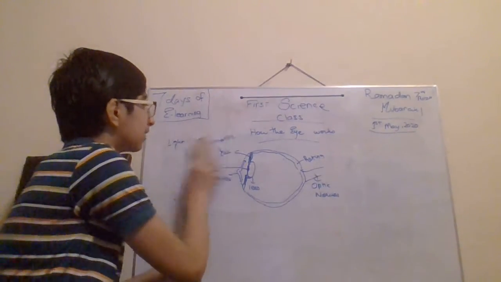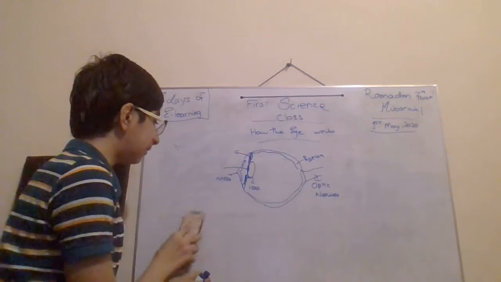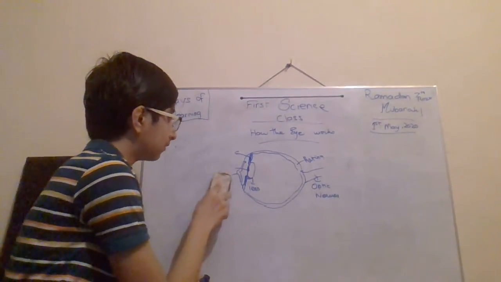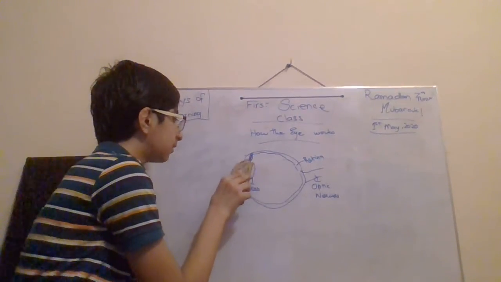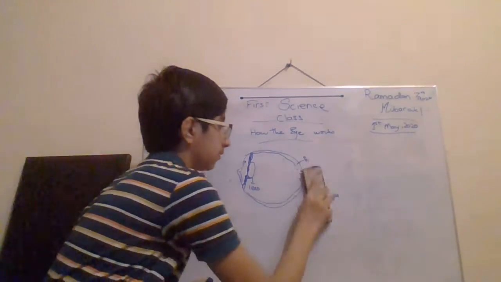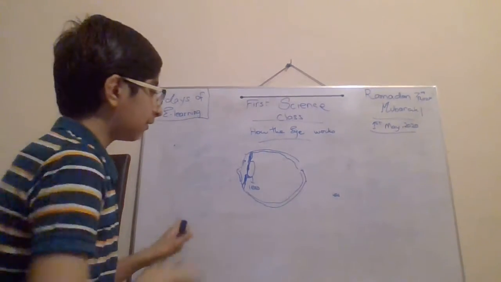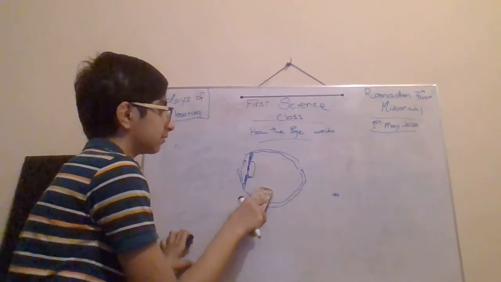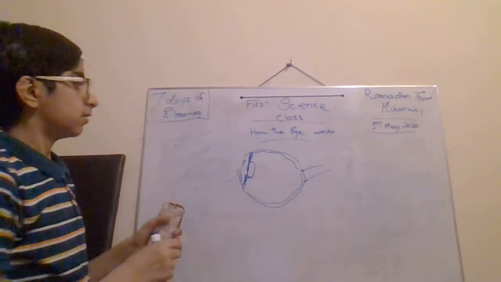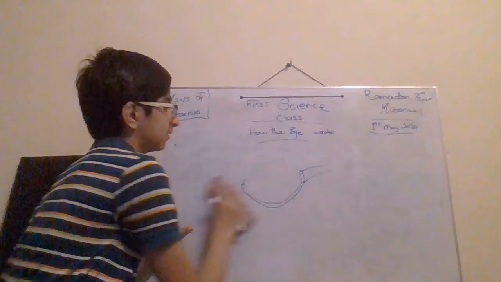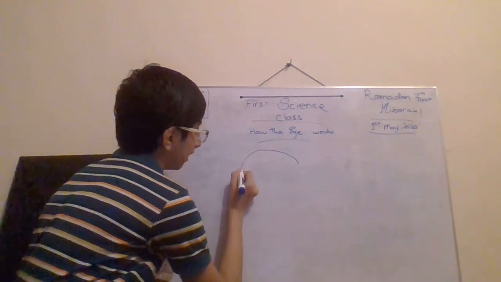Now I'm just gonna erase the labeling and then we will discuss how the image forms in the eye. Okay. Now we will discuss about the formation of the image. Now I'm going to redraw it in a cleaner way so that you can understand it better.